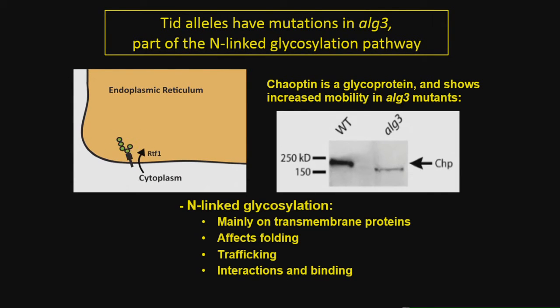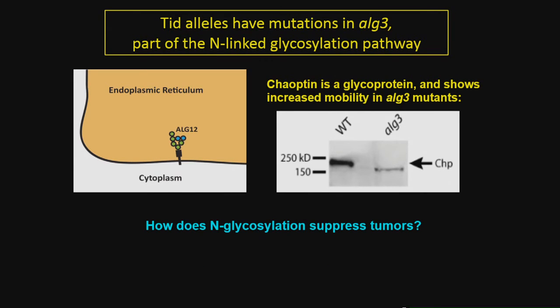So what does N-glycosylation do, and how can a loss cause a tumor? N-glycosylation mainly affects transmembrane proteins, so that would be a very good potential target to look at. But it can also affect protein folding in the ER, protein trafficking, and interactions and binding of proteins at the membrane. So there's a lot of things that can be affected.